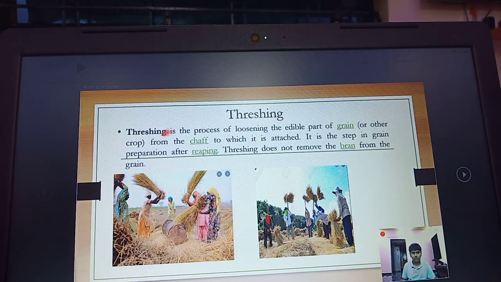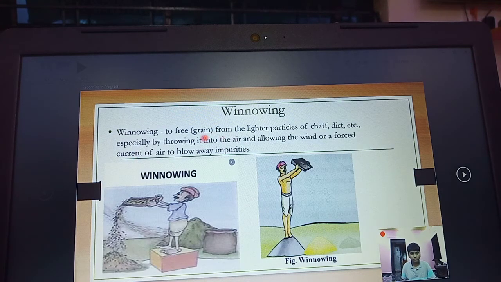Now, threshing. Threshing is the process of loosening the edible part of a grain from the chaff to which it is attached. It is a step in which grain is separated from the stack. Threshing does not remove the bran from the grain. Now, bran means the outer covering. The outer covering is removed by another process called winnowing.